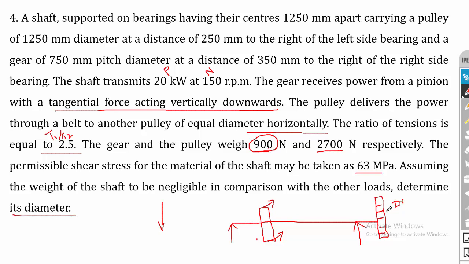So it carries a gear at point D and a pulley at point B. In this problem, the weight of the gear and pulley both is given, so WB and WD are given. Remember that we have to consider the weight in the vertical loading. The gear is a driven gear and it has a tangential force acting in the downward direction. So you can calculate the forces acting on the gear, then the pulley, then you can draw the vertical bending moment, horizontal bending moment, then equivalent bending moment. Finally, you can calculate the diameter. After calculating the diameter, from the R20 series you can standardize the diameter value.